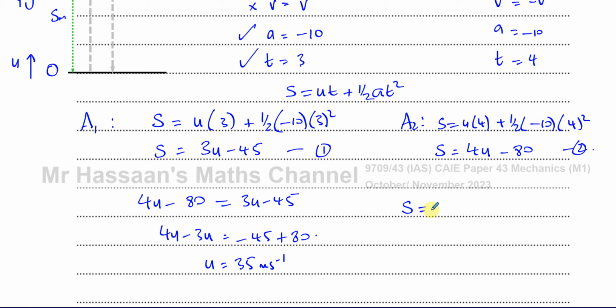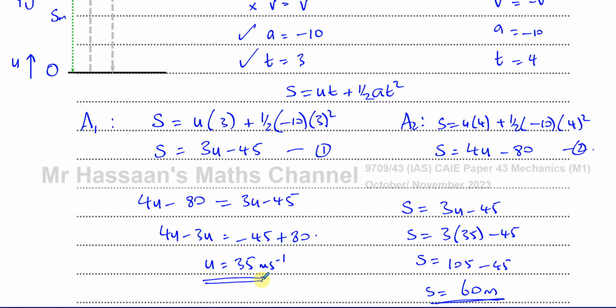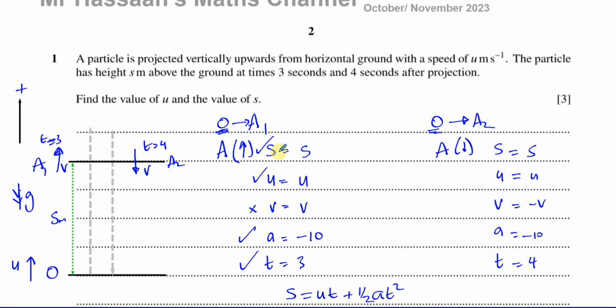We can have s equals 3u minus 45. So s equals 3 times 35 minus 45. So s equals, that's going to be 90 plus 15, 105 minus 45. So s equals 60 meters. So those are the values of u and s, and we have answered the question.